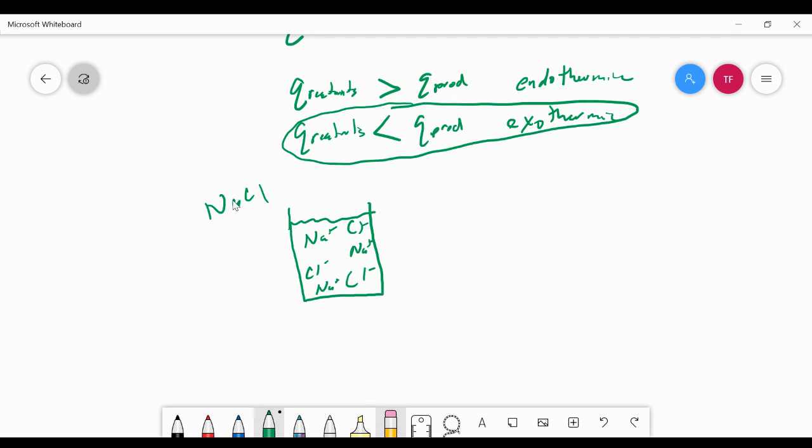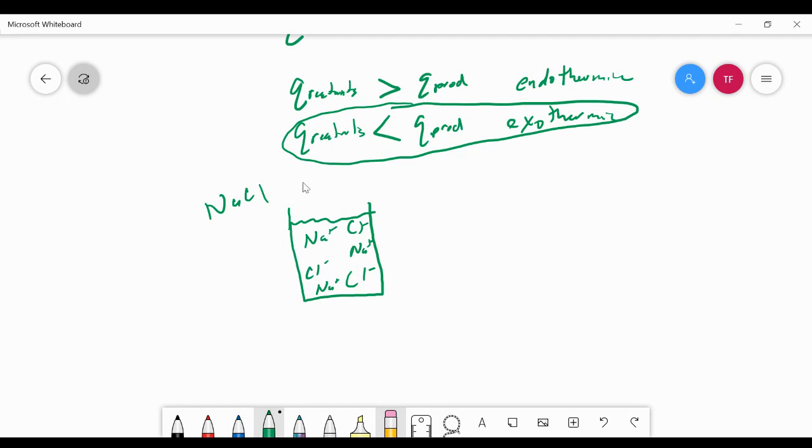Did it take more energy to break the bonds, or was more energy released when the water ion, the dipole ion force was formed when they dissolved in water? If the energy released by these attractions is greater than the energy breaking these bonds, it'll be exothermic. If the energy to break the bonds is greater than the energy released when the ion water attractions are formed, then it'll be endothermic. You might be asking, why would something dissolve if it's endothermic?